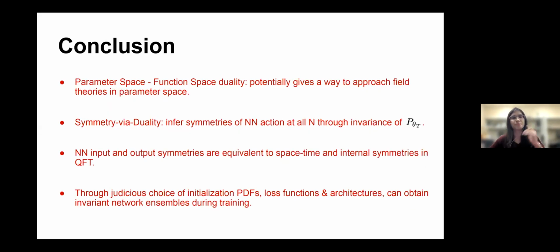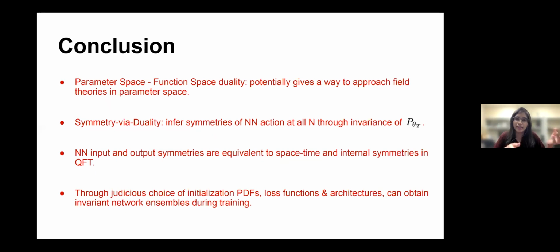I'll summarize. So first I talked about the duality that we used here, which is a duality between the parameter space and function space language, and how it potentially gives a way to approach field theories in parameter space. And here I will encourage you to go back and check the recording of Professor Jim Halverson's talk on how quantum field theories are built out of neurons just using the parameter space language.